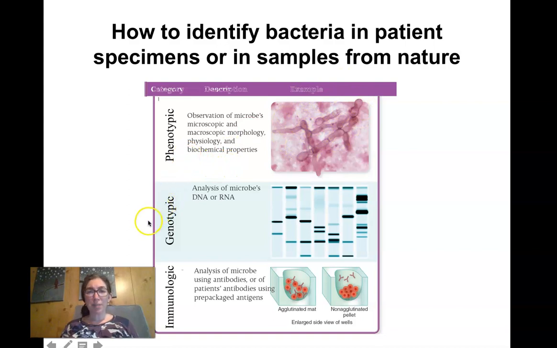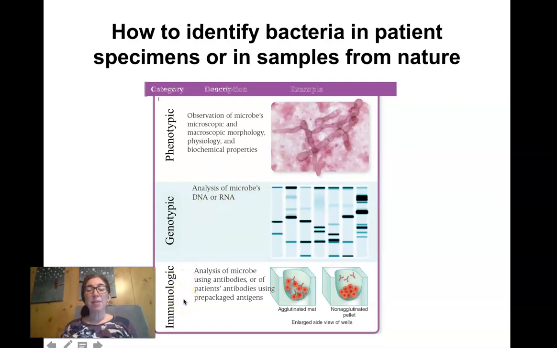We can do genotypic tests, looking at the genotype, the DNA or RNA sequences, in order to identify the organism. This is more expensive. A lot of smaller hospitals don't have this equipment or technology on hand. They have to send out the labs to a genetic testing facility, so that does increase the amount of time that it takes to get results, but it's very accurate.